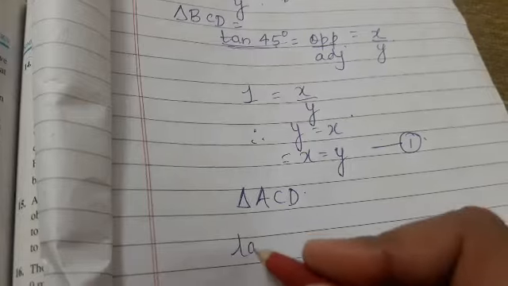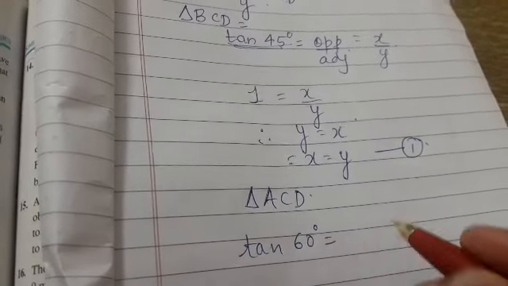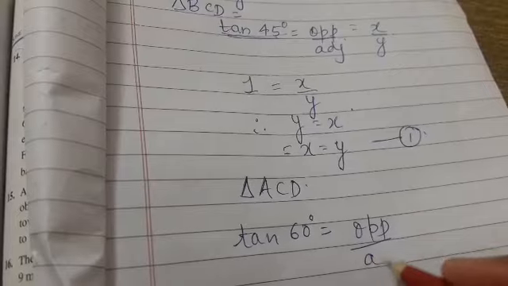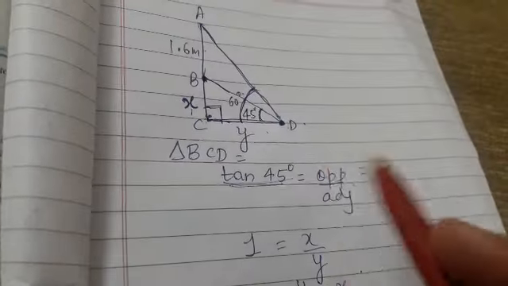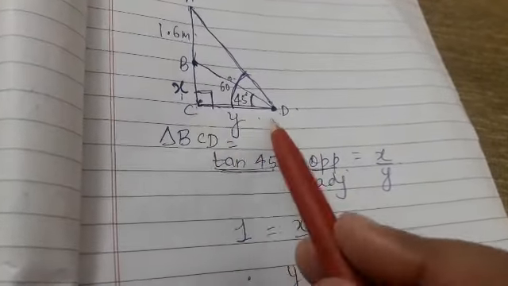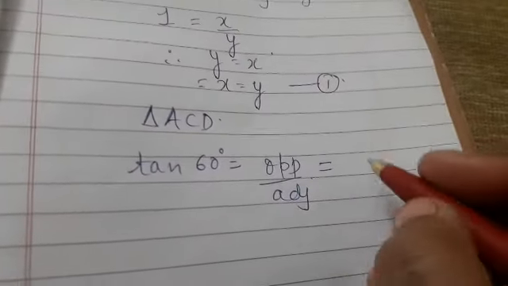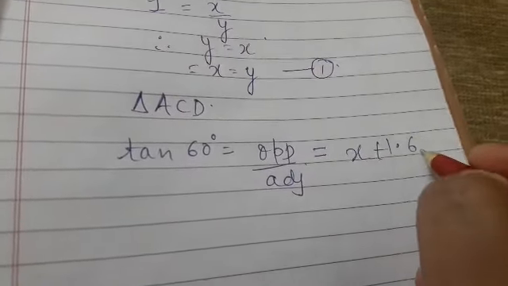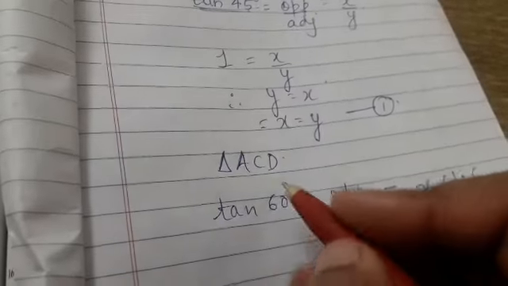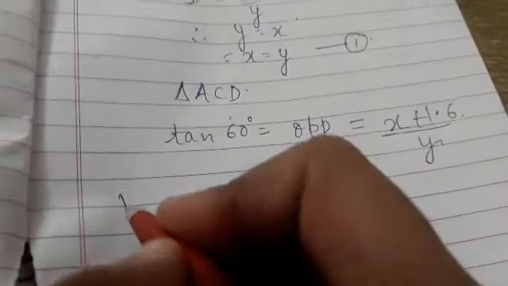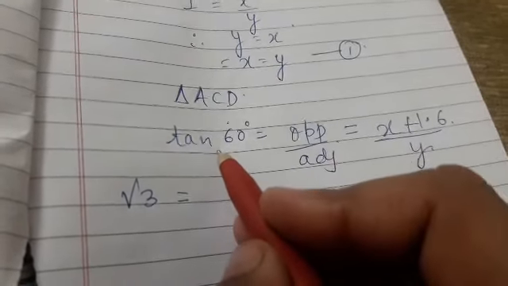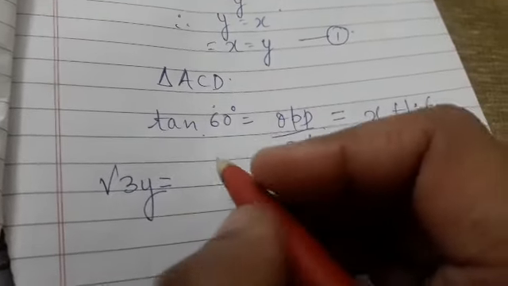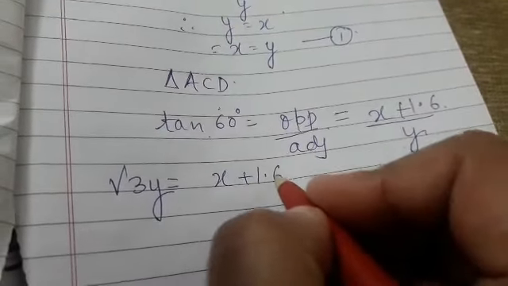I will again take tan of 60 degree, which is equal to again opposite upon adjacent. That is equal to, for tan 60 I will take x plus 1.6, and this part will be y. So it will be x plus 1.6 upon y. Tan 60 degree is equal to root 3. So therefore, this y will shift here. I will get root 3 y is equal to x plus 1.6.